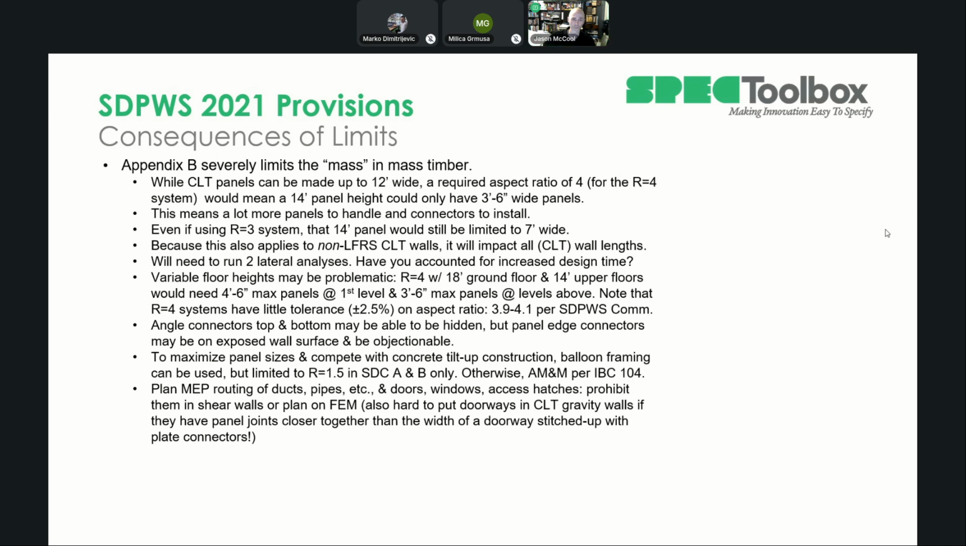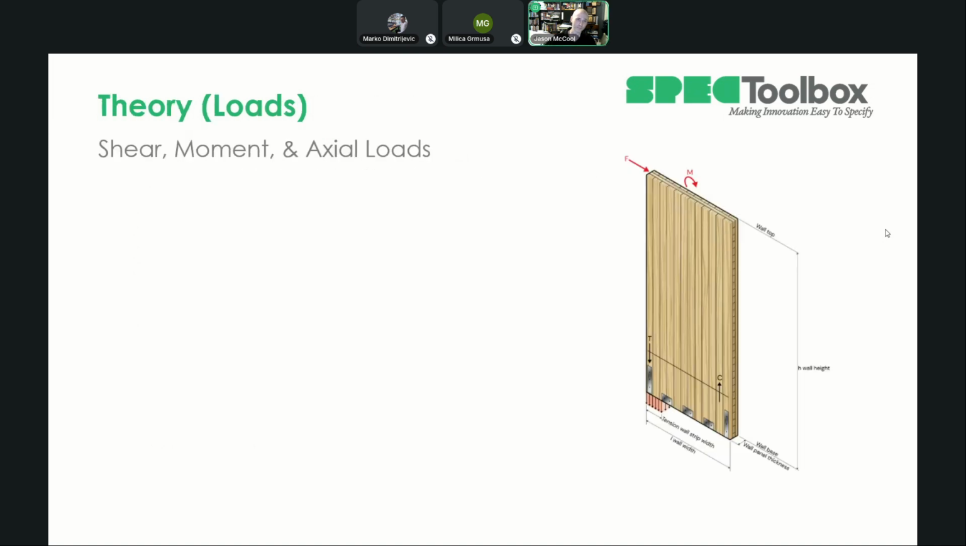But like I said, this is even affecting your gravity walls, because those requirements are also applying to the gravity walls for the most part. So it's kind of hard to put a doorway in a gravity CLT wall next to your CLT shear wall when you've got panel joints stitched up with metal plates every 3 foot, and you need to put a 3-foot doorway in there. So there's some more things to keep in mind.